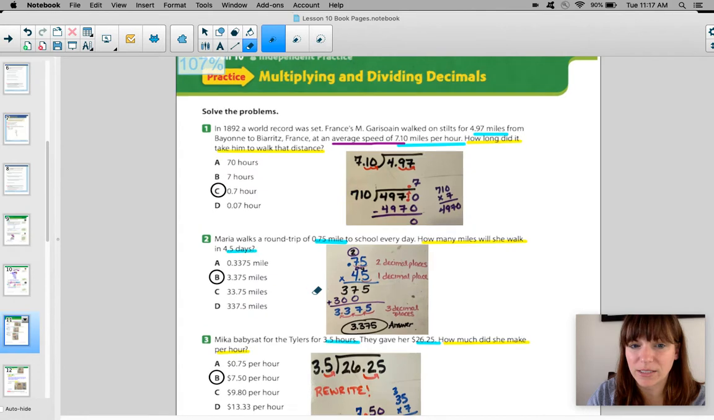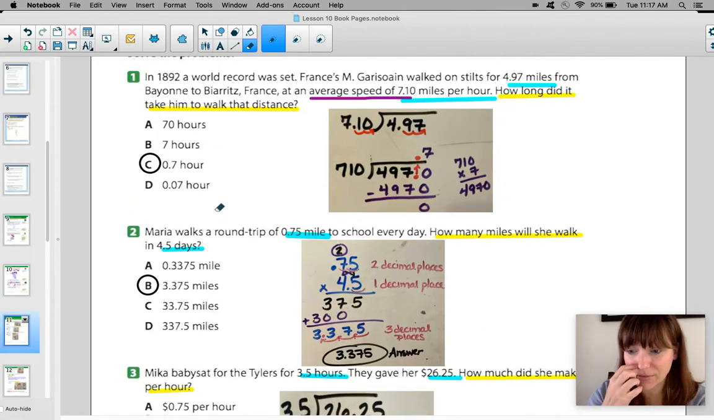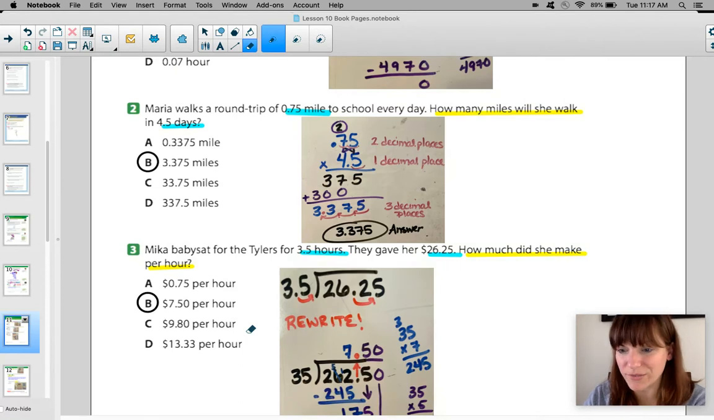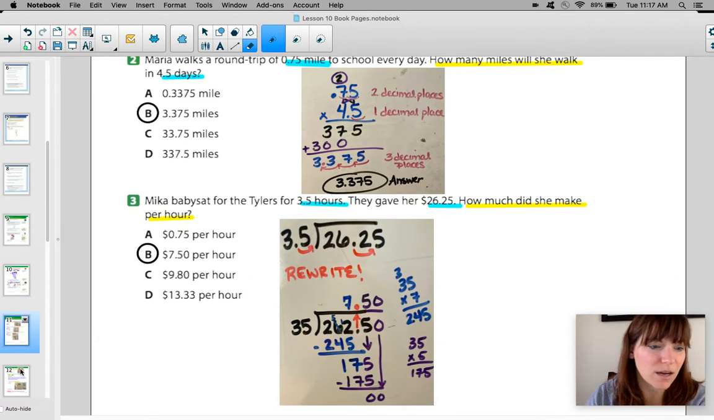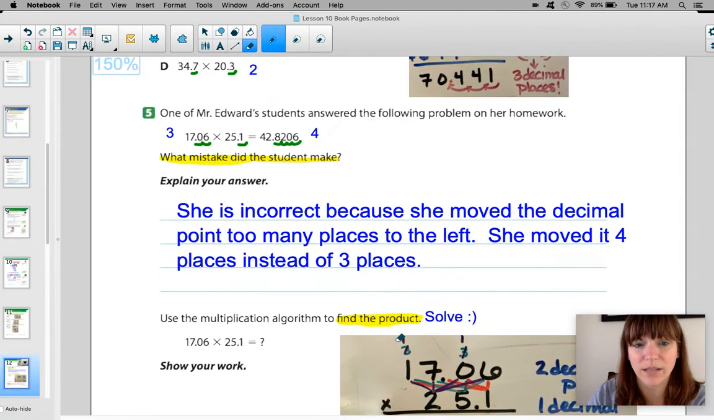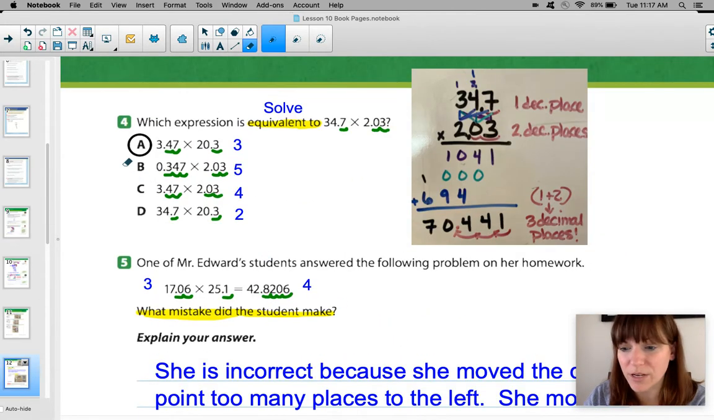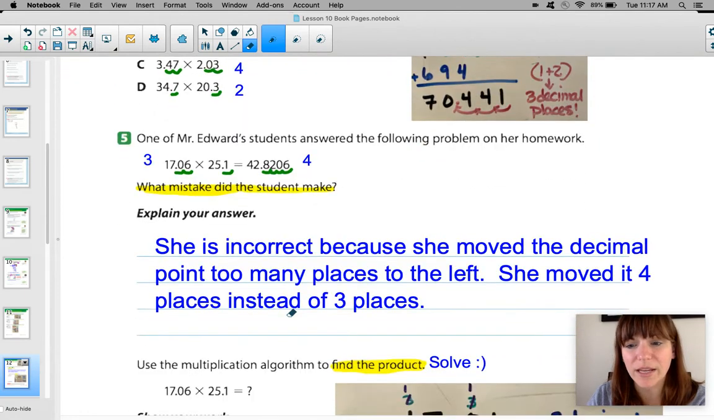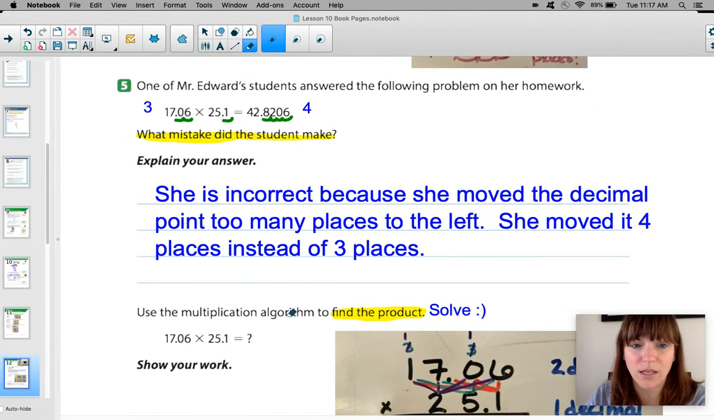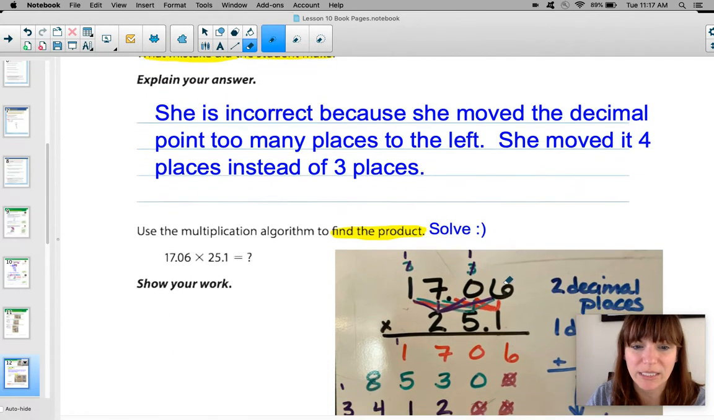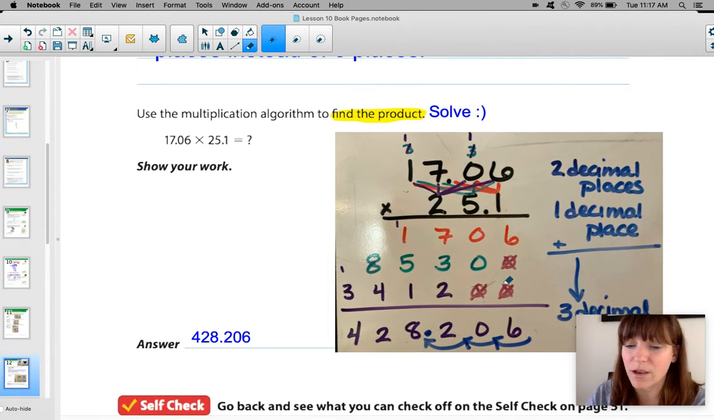For the independent practice pages, we have choice C, 7/10 hours, choice B, 3 and 375 thousandths miles, and B, $7.50 for the answers for those questions. And for the last two, we have A as the right answer for number 4, and number 5, you should have had an explanation like she moved the decimal place 4 places instead of 3. She went too many places when she was placing that decimal point. And when you do the actual problem, you get 428 and 206 thousandths.